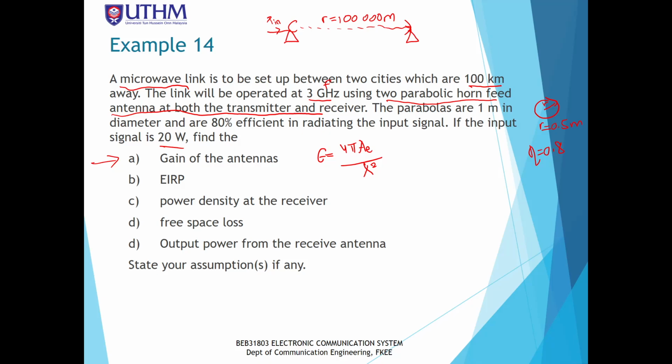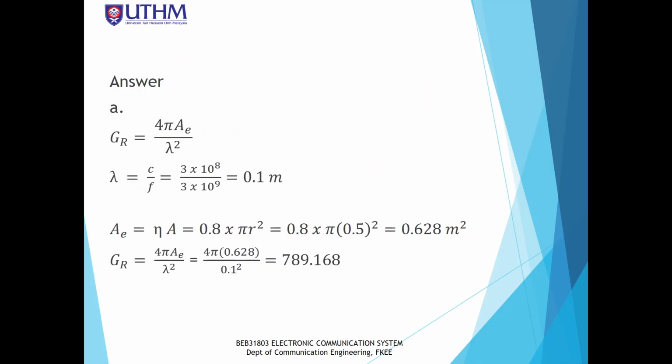So dalam kes ini, kalau kita dapat nilai GR, if let's say we find GR, that means it is also equal to GT, kerana kedua-duanya adalah sama. Okay, so that's why dalam dia punya answer digunakan equation yang ini. Lambda is equal to C over F. So, speed of light divided by the frequency 3 giga, we get 0.1 meter.